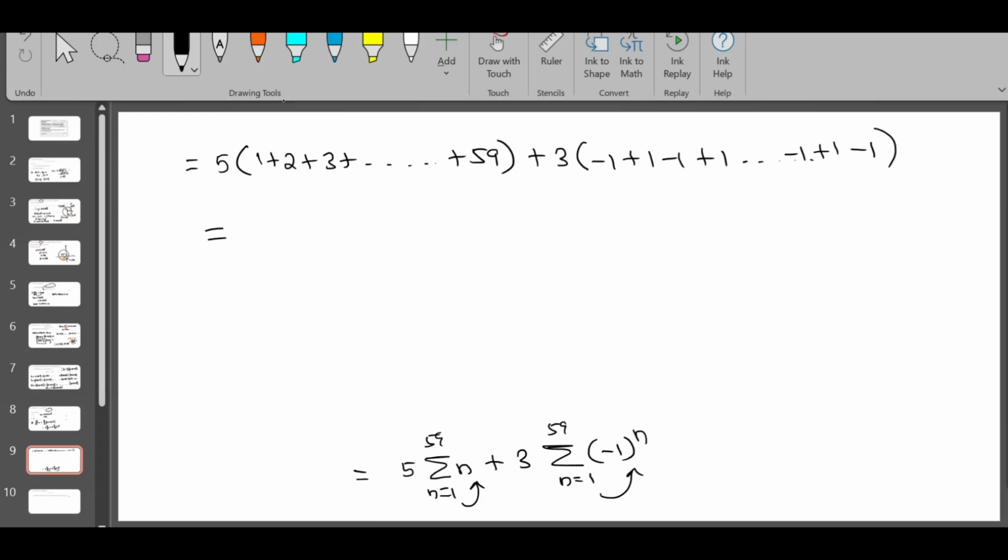Okay. The first one is an arithmetic series. There are 59 terms. So the formula is n over 2 times a plus l, first term plus the last term, plus 3 times. Here minus 1 plus 1, minus 1 plus 1, minus 1 plus 1. Everything will be cancelled. You will be left with the last term, minus 1. That's all. You don't need to write this, just put minus 1. And then simplify this. You will get the answer already.